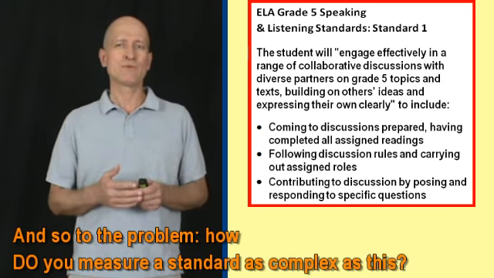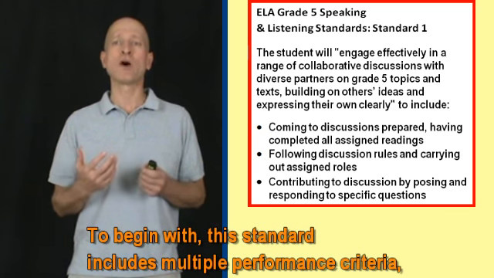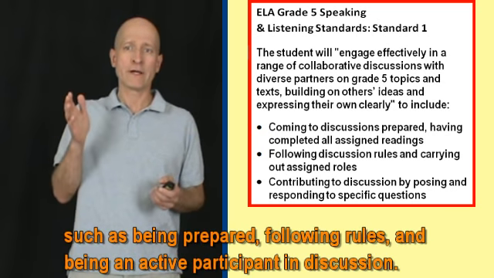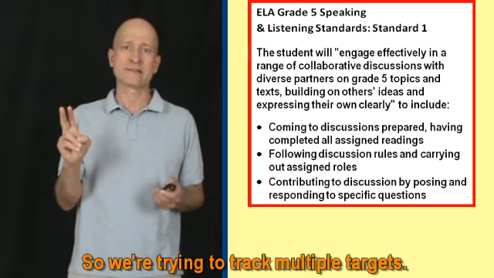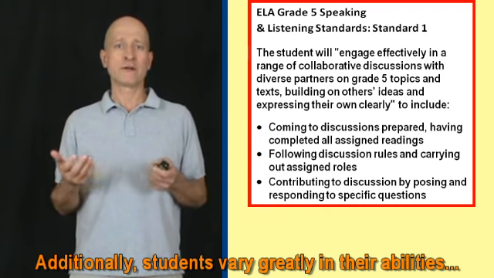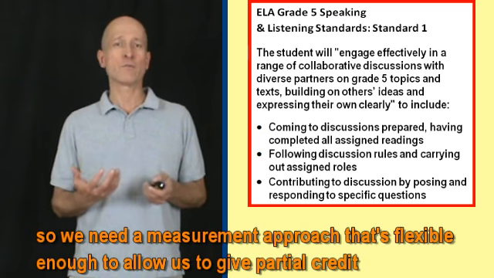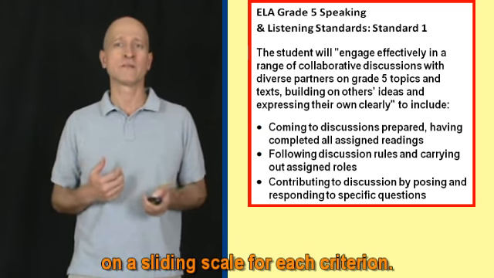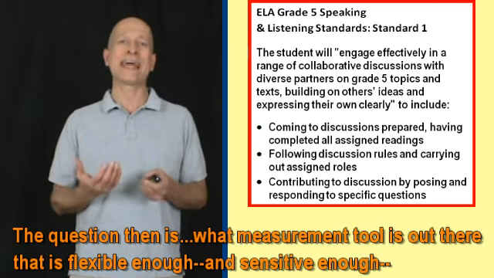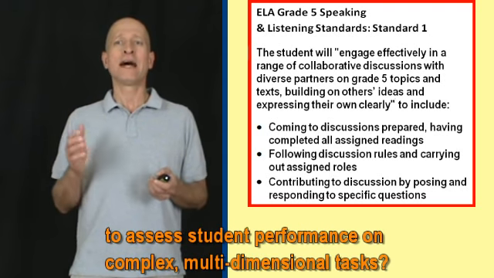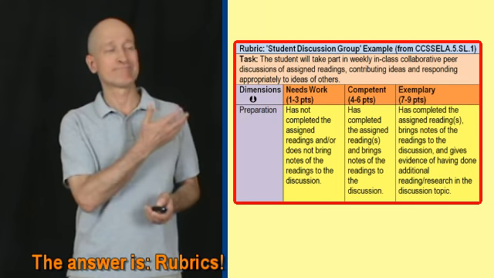And so to the problem. How do you measure a standard as complex as this? To begin with, this standard includes multiple performance criteria, such as being prepared, following rules, and being an active participant in discussions. So we're trying to track multiple targets. Additionally, students vary greatly in their abilities, so we need a measurement approach that's flexible enough to allow us to give partial credit, kind of a sliding scale for each criterion. The question then is, what measurement tool is out there that's flexible enough and sensitive enough to assess student performance on complex multi-dimensional tasks? The answer is rubrics.